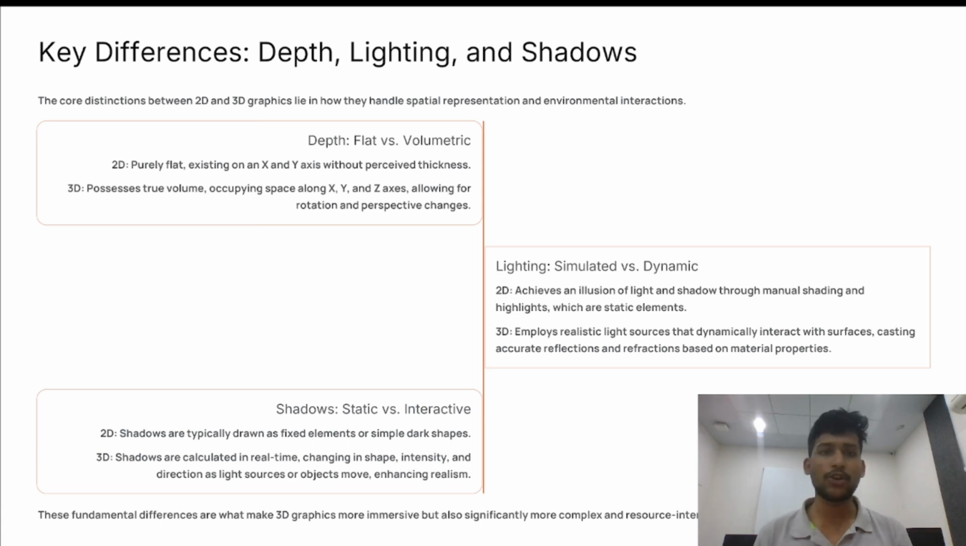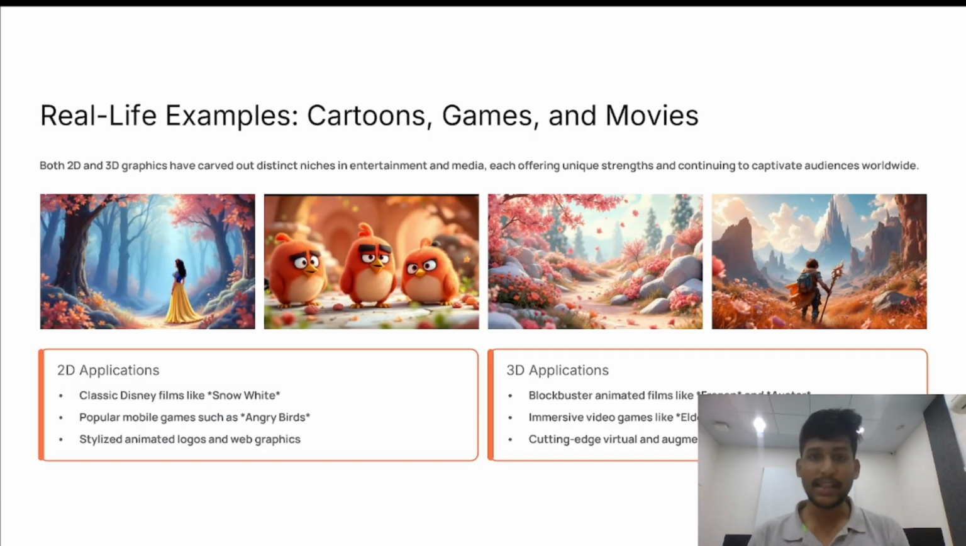So let's talk about the next, real life examples like cartoons, games, and movies. Both 2D and 3D have carved out distinct niches in entertainment and media, each offering unique strengths and continuing to captivate audiences worldwide. So 2D applications like classic Disney films like Snow White, popular mobile games such as Angry Birds, styled animation, logos and web graphics.